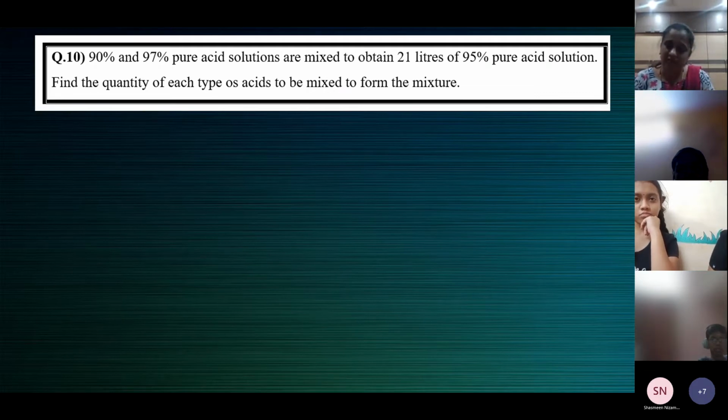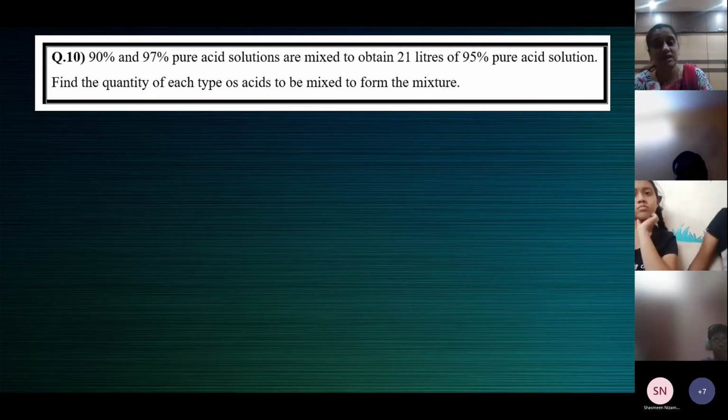90% acid, 10% water. 90% pure acid solution. So 90% acid, 10% something else. I'm saying water. Now, the other solution is 97% pure acid solution. So 97% acid, 3% water.